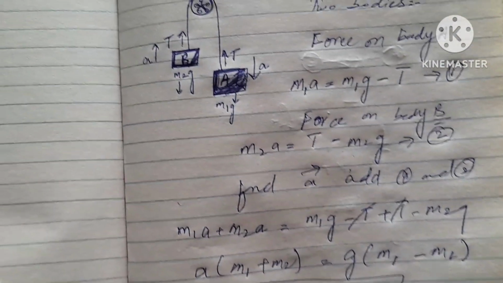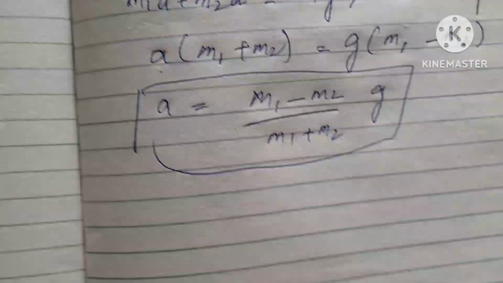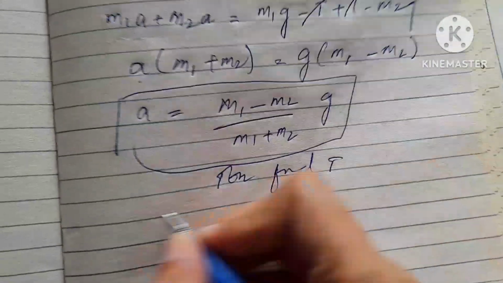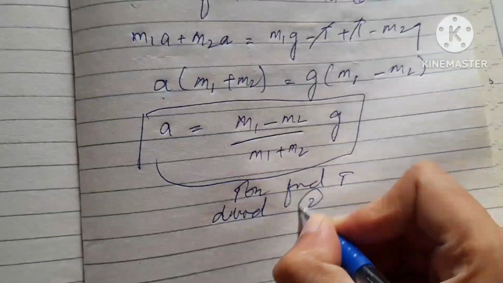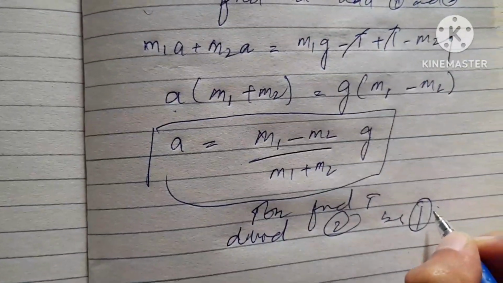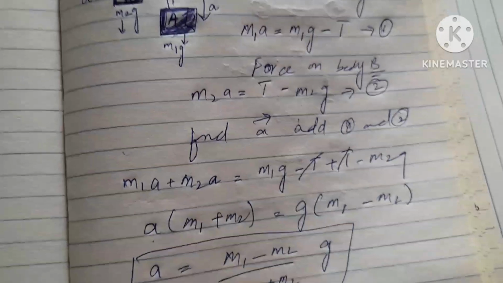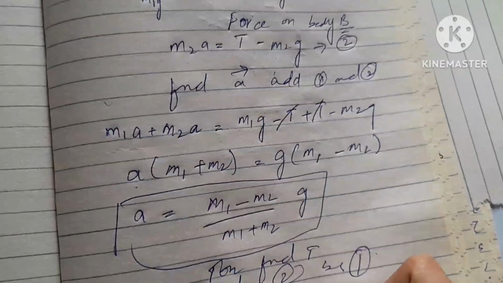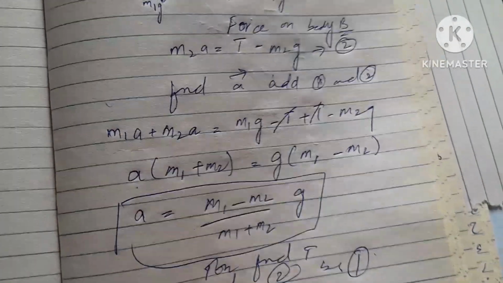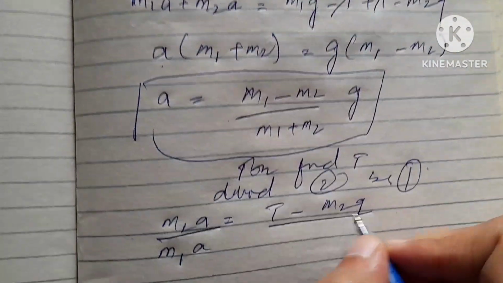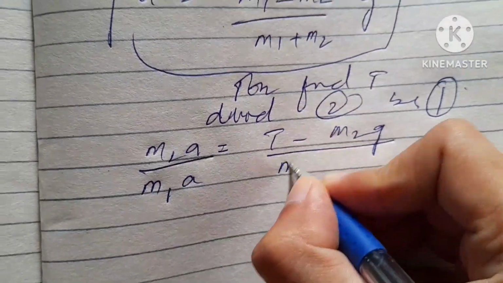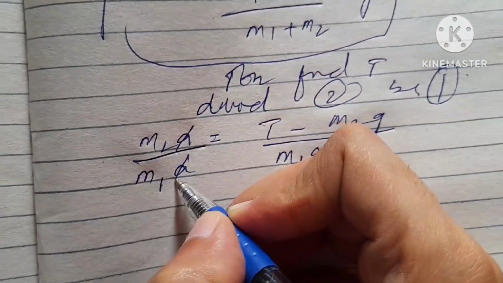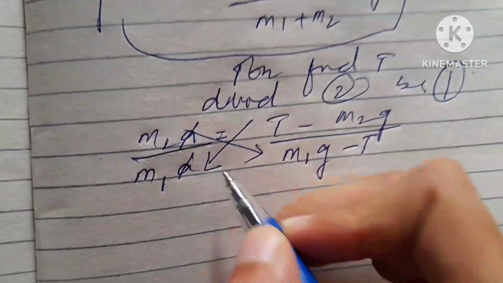Now we have to calculate the tension T produced in the string. For finding T, divide equation 2 by equation 1. Equation 2 is m2a is equal to T minus m2g, divided by equation 1, m1a is equal to m1g minus T. a cancels with a, and we cross multiply.